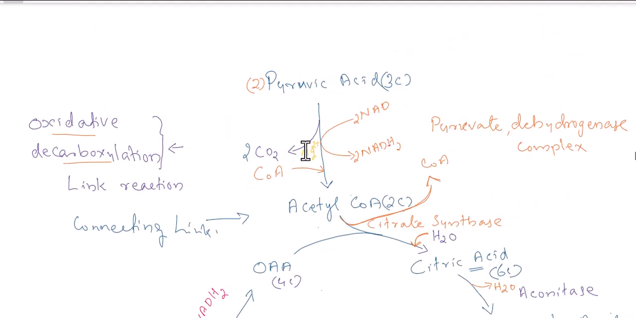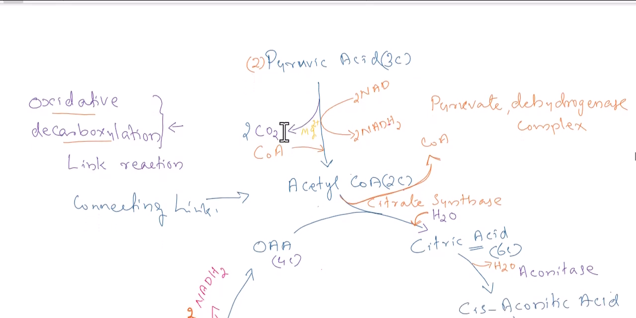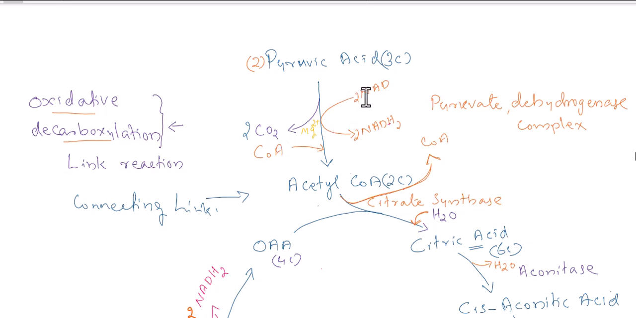First, it undergoes a complex reaction. Once pyruvic acid enters into the mitochondria, it is converted into acetyl coenzyme A. So that is the first reaction. In that reaction, carbon dioxide is released. One carbon dioxide molecule is released for one pyruvic acid. So if there are 2 pyruvic acids, that means 2 carbon dioxide. So that is the case.